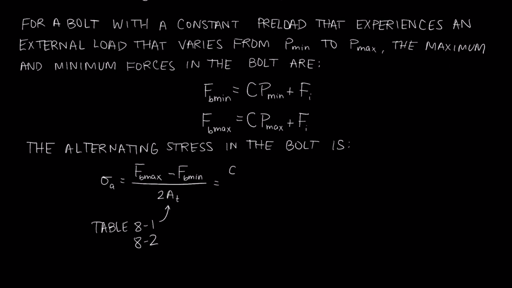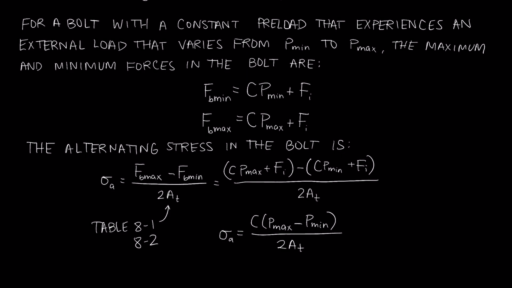Other variables here that we've already used up here, so we used this joint stiffness constant. So remember that this is the ratio of the stiffness of the bolt to the sum of the stiffness of the bolt and the members that are being clamped. And then, of course, Pmin, Pmax, those are the minimum and maximum external load. Okay, so now I'm just going to plug in these expressions that we have up here for FBmin and FBmax into this equation. And we can simplify this. We can get rid of both of these FIs, they cancel. Okay, there's our alternating stress.